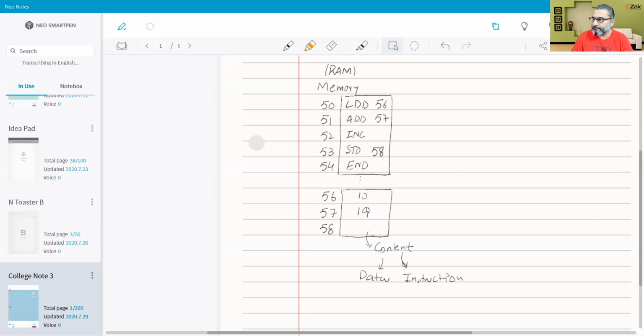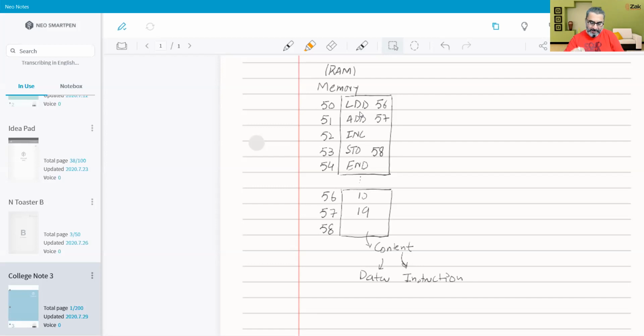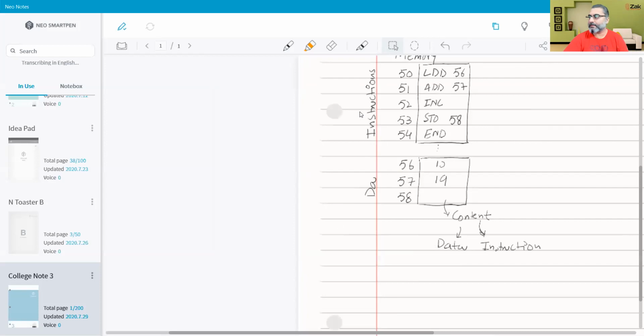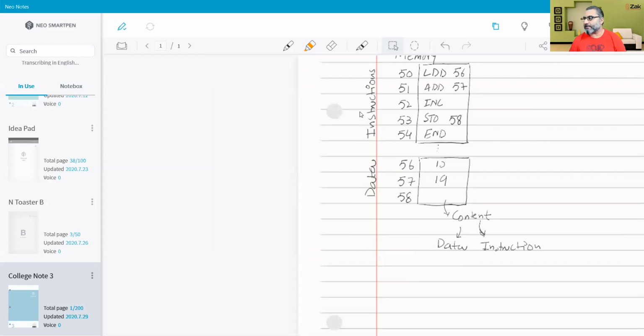So this whole thing is instruction. Okay, so it looks like that this is instruction. So from address 50 to 54, these are instructions. And from 56 to 58, this is data. All right, so these are instructions and this is data. The whole thing is called what? Memory.